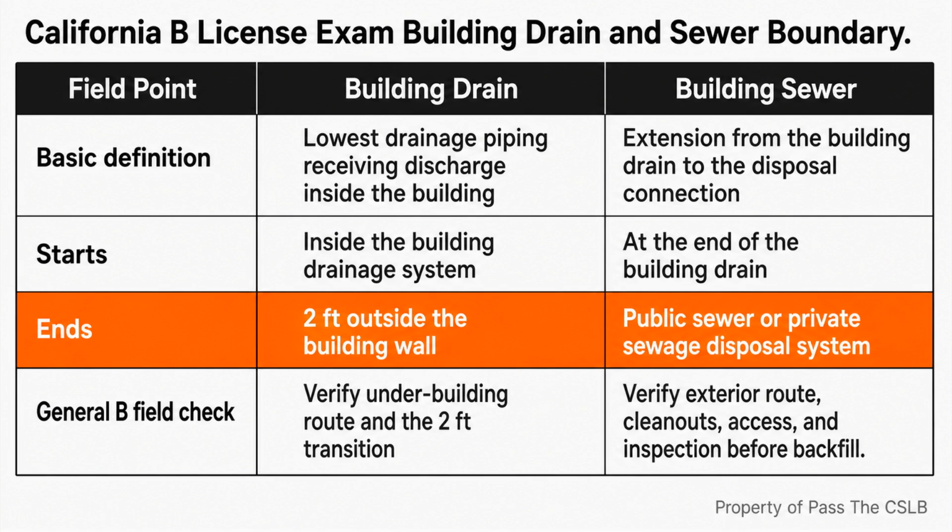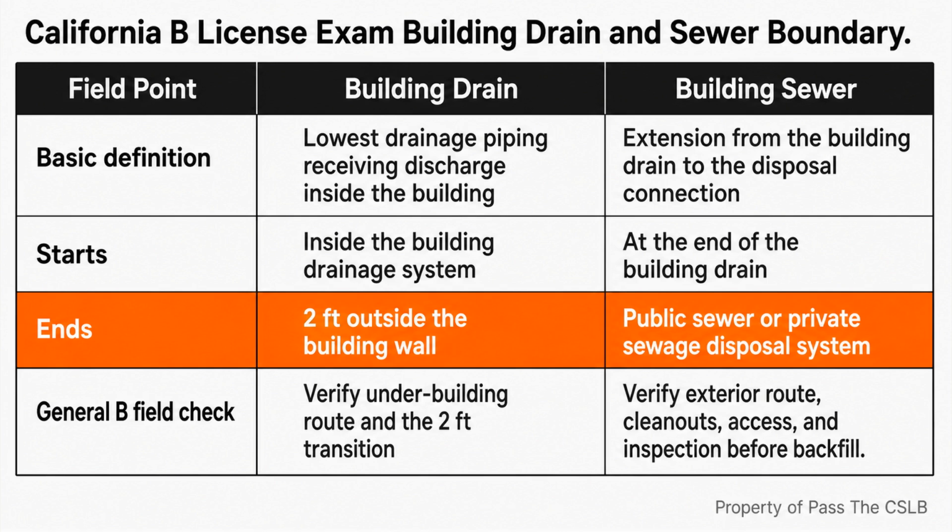The first distinction is the boundary between the building drain and the building sewer. These names sound interchangeable, but the California Plumbing Code gives them different locations. The building drain is the lowest piping of the drainage system that receives discharge inside the building and carries it outward. It extends to 2 feet outside the building wall. At that point, the name changes. The building sewer begins at the end of the building drain and continues to the public sewer or to a private sewage disposal system. I put the two definitions side by side because the 2-foot boundary is the cleanest way to remember them. Inside and through the wall, continuing to 2 feet outside, think building drain. From that point toward the disposal connection, think building sewer.